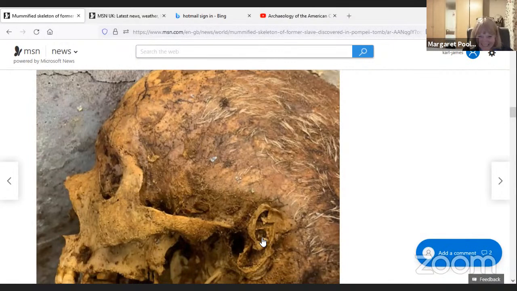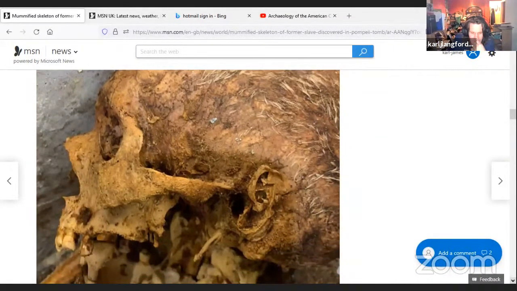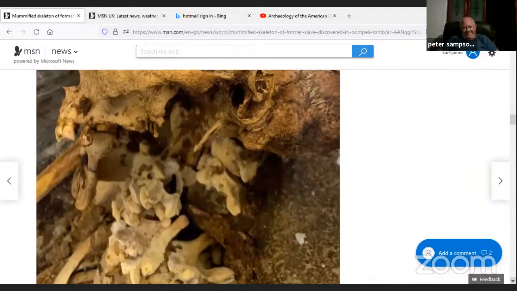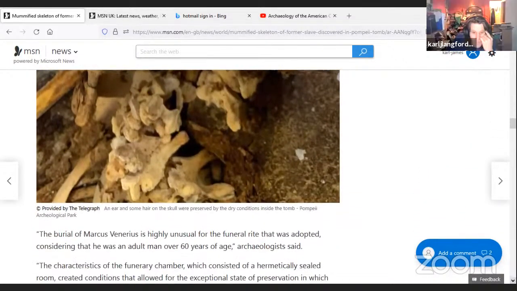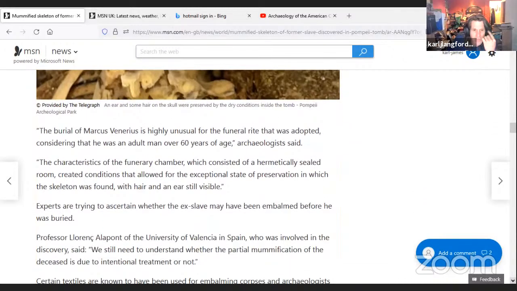But shut up, Pete. But that's amazing, isn't it? Look at the ear there. Yeah. That is absolutely amazing. With the hair, absolutely amazing. It's got grey hair, and like you, Pete, yours has gone white, hasn't it? Really, really well preserved. And the burial of Marcus Venerius is highly unusual. Oh, there's his name, Marcus Venerius. Around 60 years old. Anyway, let's go back to where we are.